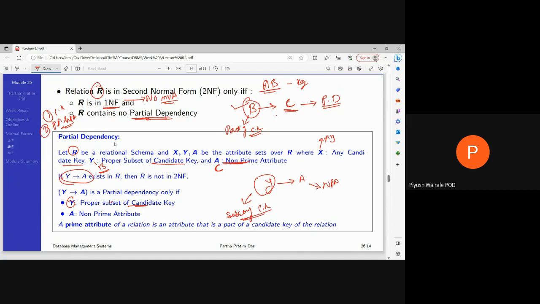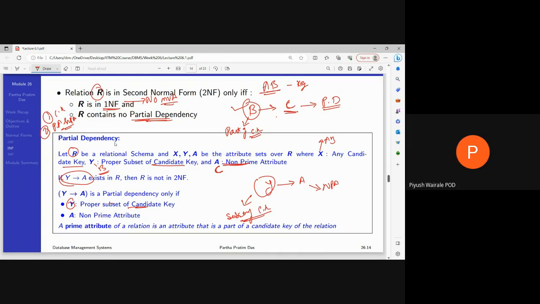Okay. So we check the relation and then we convert it into 2NF. First we have to check whether it is in first NF or not. In order to be in 2NF, first it should be in 1NF, right? Once we have done that and it is in 1NF, then we'll check for the 2NF condition.